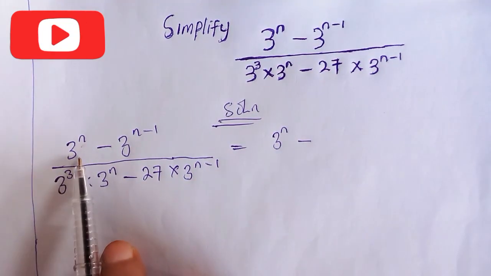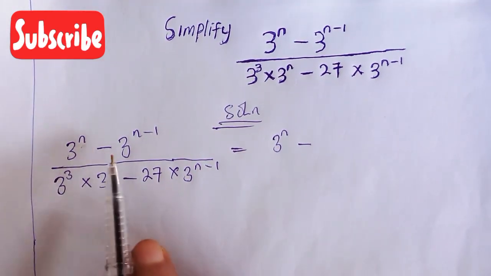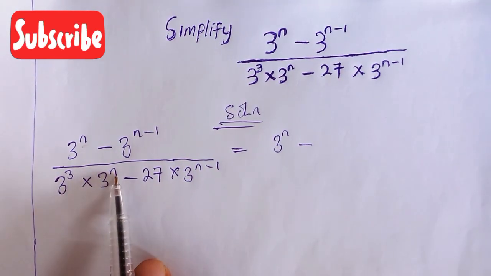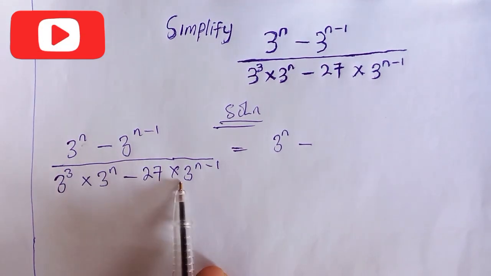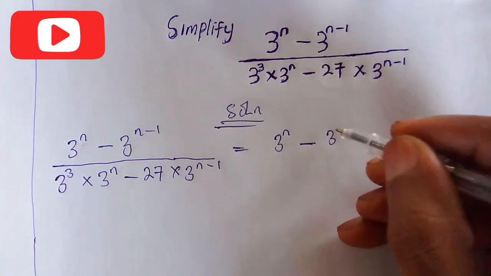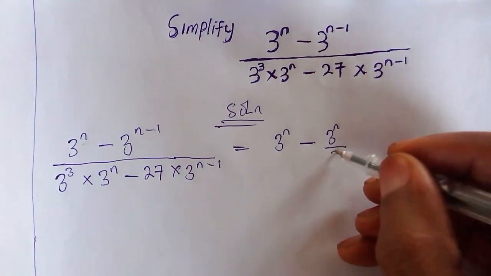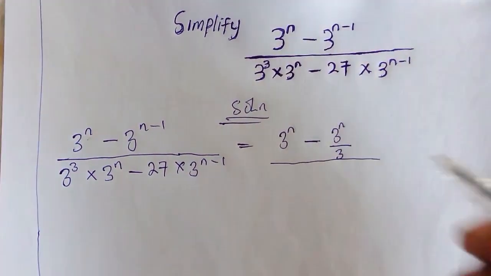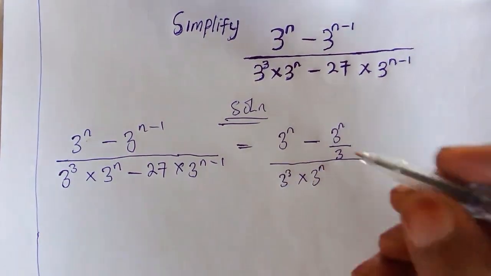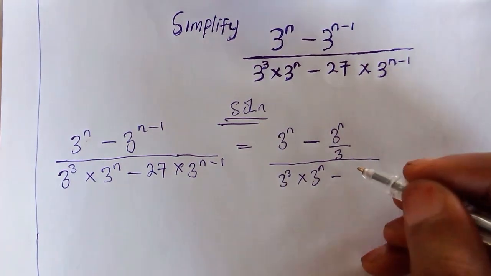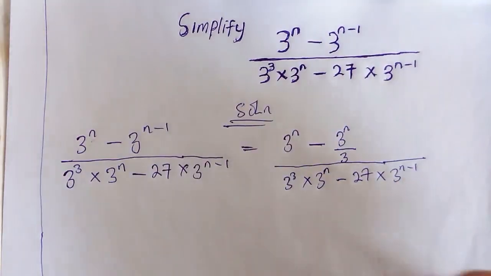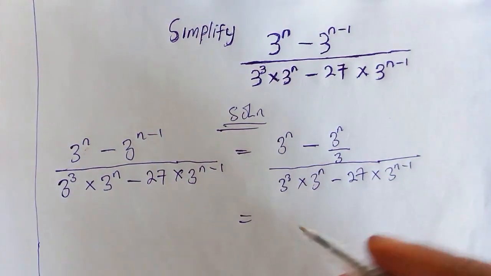Solution. You have 3 raised to the power n minus 3 raised to the power n minus 1 all over 3 cubed multiplied by 3 raised to the power n minus 27 multiplied by 3 raised to the power n minus 1. This gives us 3^n minus 3^n over 3, all over 3 cubed times 3^n minus 27 multiplied by 3^n minus 1. This gives us 3 raised to the power n is common.